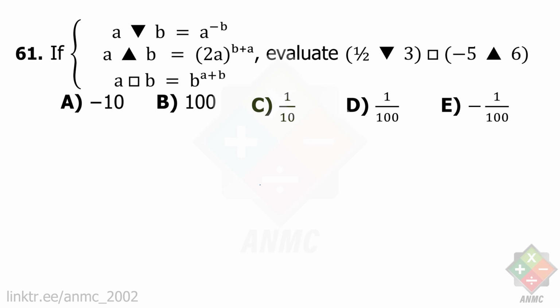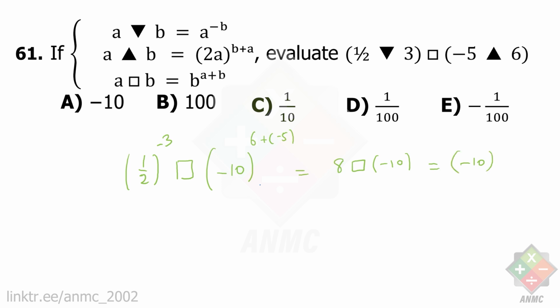Let's solve the question. 1 over 2 to the power of minus 3 square minus 10 to the power of 6 plus minus 5 is equal to 8 square minus 10. And totally, what is b? Minus 10 to the power of 8 plus minus 10 is equal to minus 10 to the power of minus 2, which is equal to 1 over 100. The answer is D.